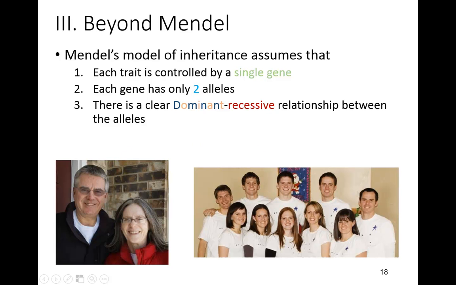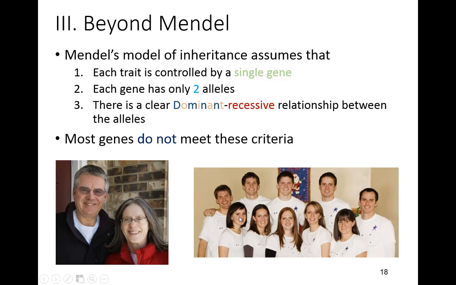Now, the principles that Mendel did come up with were very good, but they don't cover all traits. His assumptions included that the traits he looked at were controlled by a single gene, they only had two alleles, and there was a clear dominant recessive relationship between those alleles. But most genes don't meet these criteria, as you can tell.